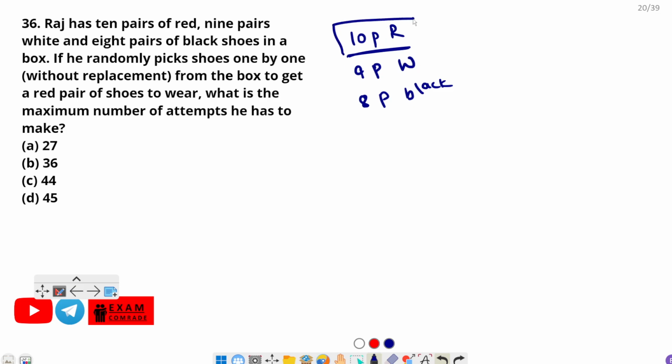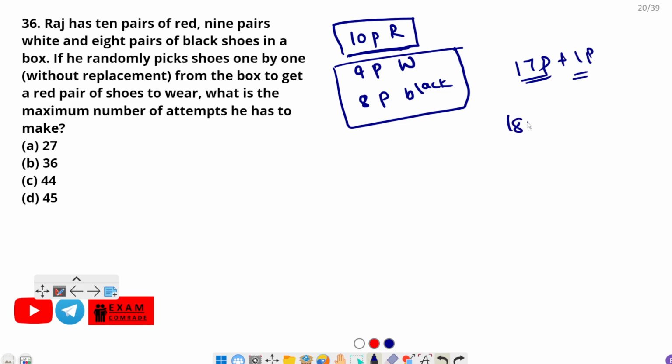So what we will do is, first we will pick the other two, that is 9 pairs plus 8 pairs, so 17 pairs we will pick. After that, one pair we will pick from the red. So the answer will be 18 pairs. So that is 36.